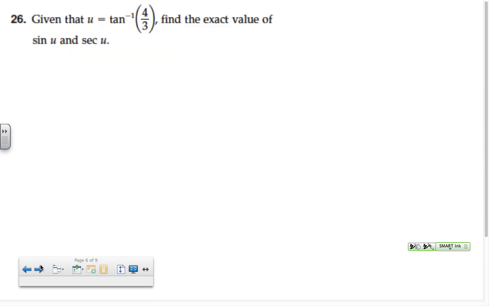All right, let's do some fun problems. It says, given that u equals tangent inverse of 4 over 3, find the exact value of sine u and secant u.